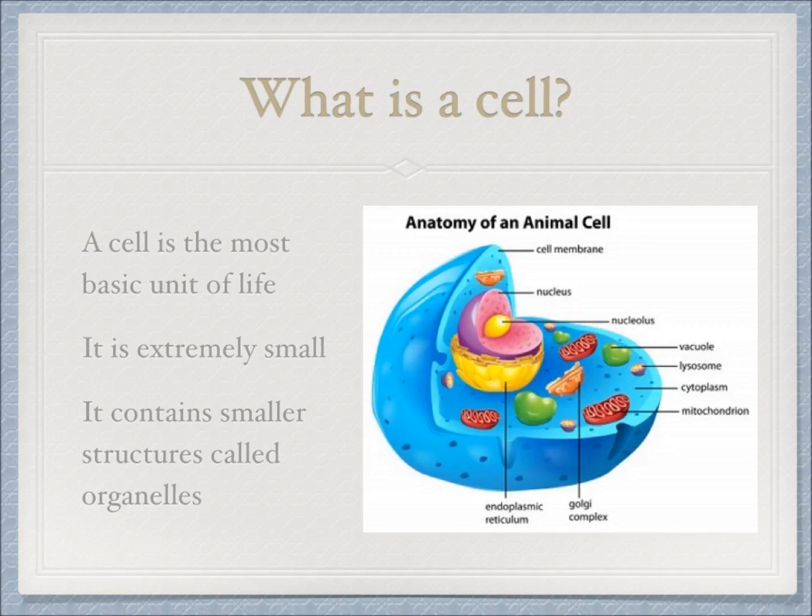So what exactly is a cell? A cell is the most basic unit of life. It's extremely small, and it contains smaller structures called organelles. On the right, you can see a picture of an animal cell, with all the cell organelles inside.